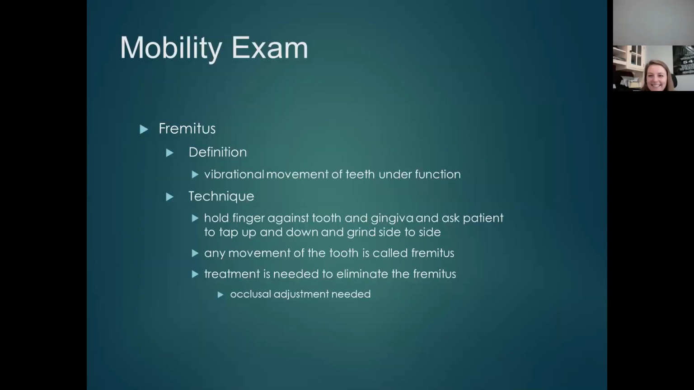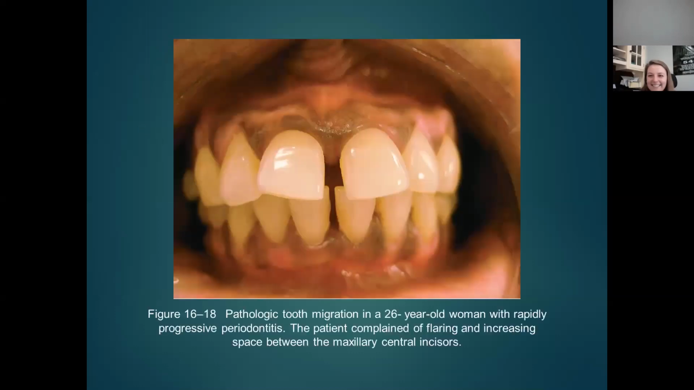So know what your 1, 2, and 3 mobility are. You're checking for fremitus, which we've gone over. That's that tap, tap, tap with the finger. An open bite. Teeth are migrating due to bone loss. Is it pathological bone loss?